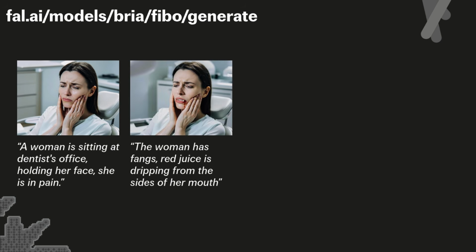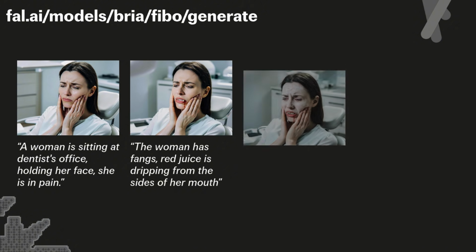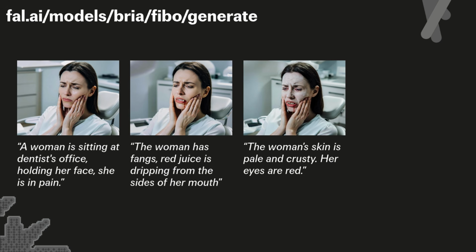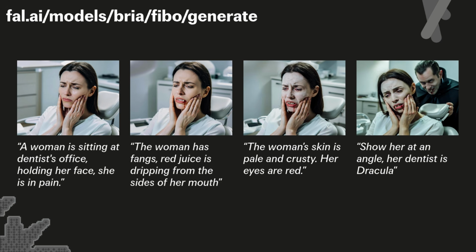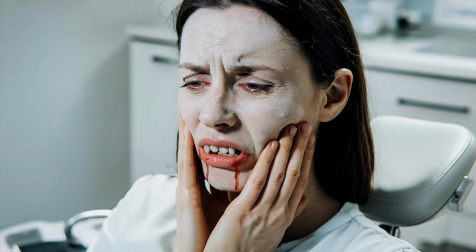The refined prompt after that was, the woman has fangs, red juice is dripping from the sides of her mouth. The next one was, the woman's skin is pale and crusty, her eyes are red. And the final one is, show her at an angle, her dentist is Dracula. And we have this funny looking Dracula in the back. Now that we have those frames, we can combine them all into one cohesive video. I used Kling 2.1 start plus end frame and ran it twice to get this gradual vampire transformation.